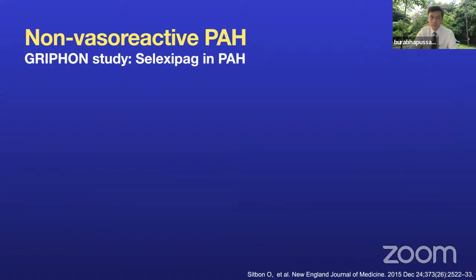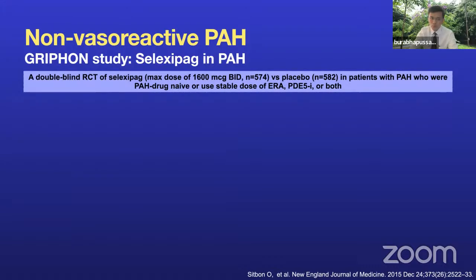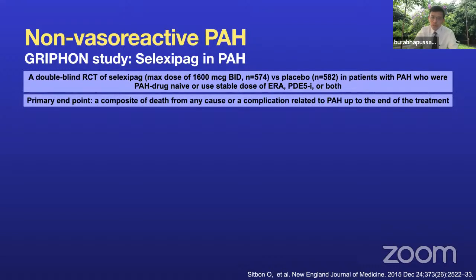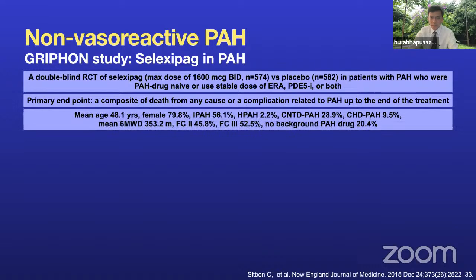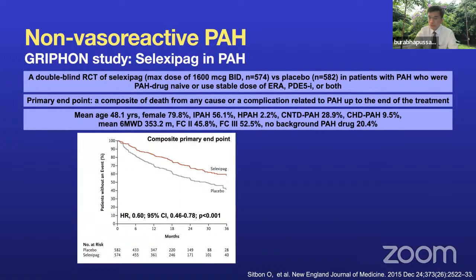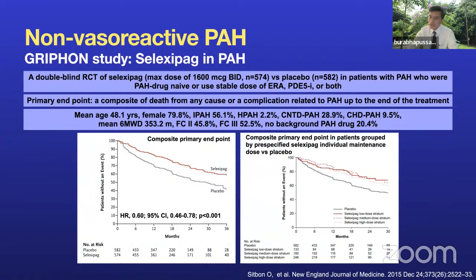There is also evidence from the GRIPHON trial. This is selexipag in PAH, and the design is quite similar to the macitentan trial before. It is a comparison between selexipag and placebo in PAH patients, maybe treated with an ERA or PDE5 inhibitor before, or maybe PAH naive. We measured clinical worsening of PAH, and in the result we can see that selexipag treatment is better than placebo, and even in any dose range it is still better. So we get a new drug for treatment, and new evidence for sequential combination therapy from this trial too.